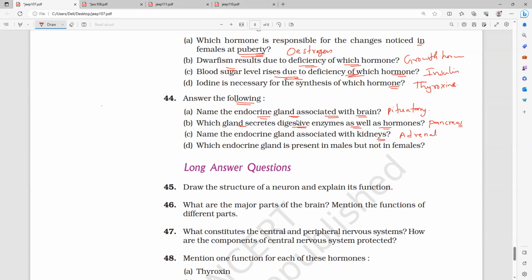Adrenal gland. Which endocrine gland is present in the males but not in the females? Testes. Females, ovaries. Okay. That is what. Be careful.